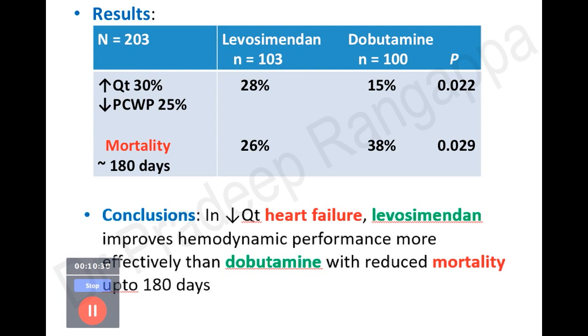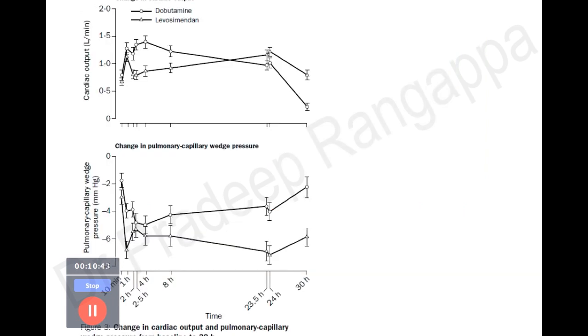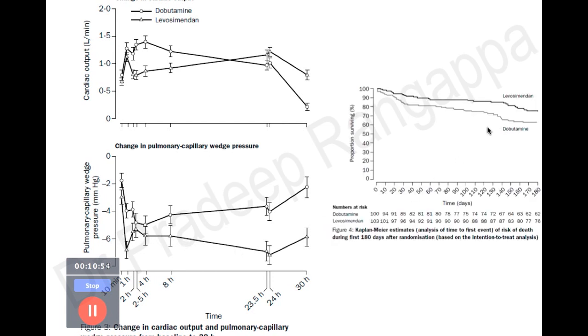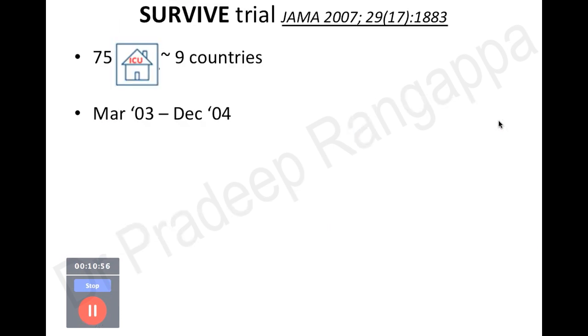So, the conclusion from the LIDO trial, a landmark trial: in low cardiac output heart failure, levosimendan improves hemodynamic performance more effectively than dobutamine, with reduced mortality up to 180 days. So this was the graphical representation. The triangle one is the levosimendan. So you see there is improvement in the cardiac output, and the pulmonary capillary wedge pressure is down in the levosimendan group, and survival also is better in the levosimendan group.